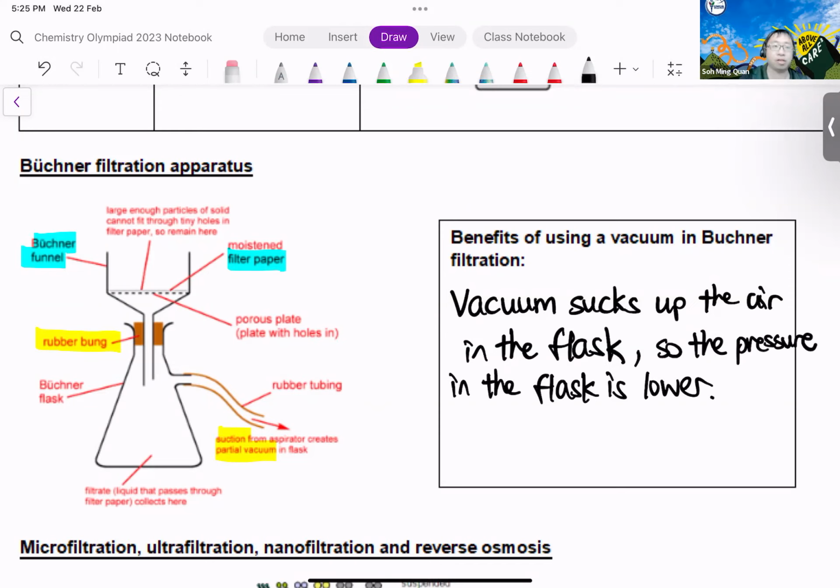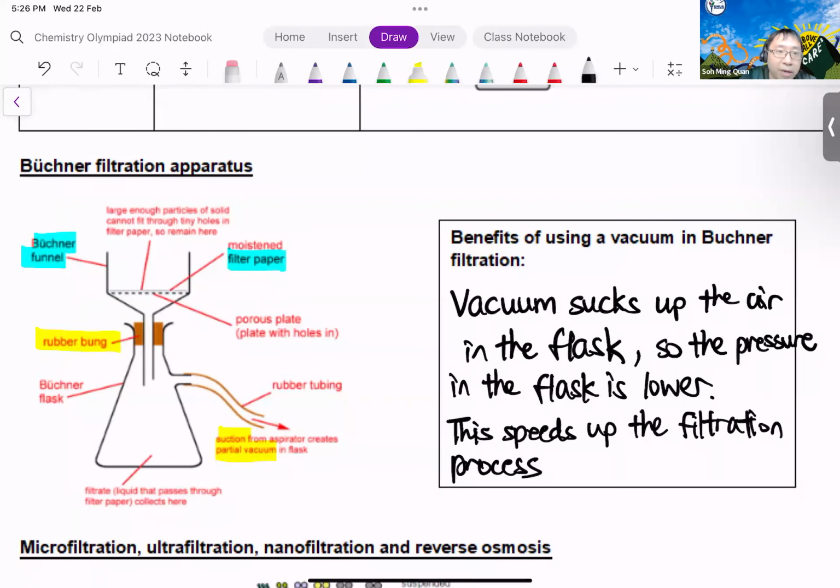Okay, so how is this even useful? Well, if you think about it, when the pressure is lower, this means that the filtration is faster. Why is it faster? Because your filtrate will flow through the filter paper more quickly. The filtrate is effectively sucked down into the flask. Because the air has been sucked out, the filtrate is now sucked into the flask to replace the space occupied by the air. So this is commonly used in a research lab to speed up the filtration process.